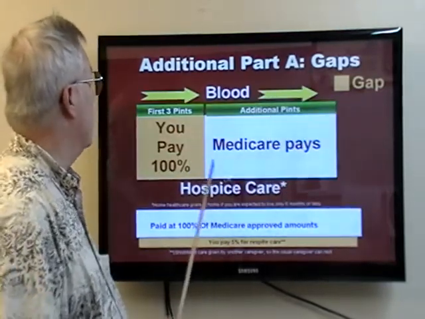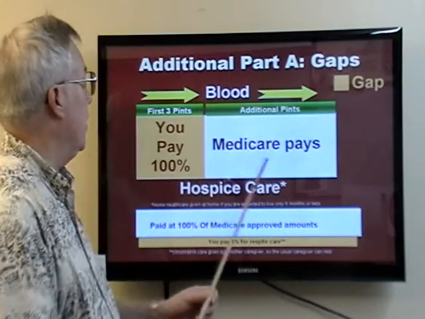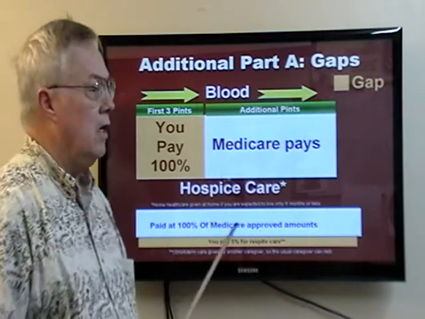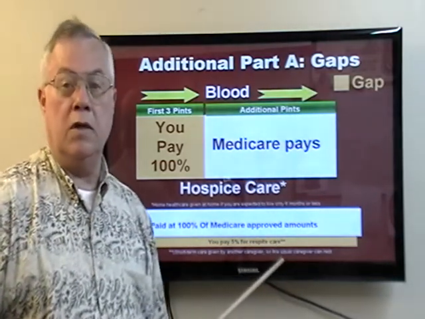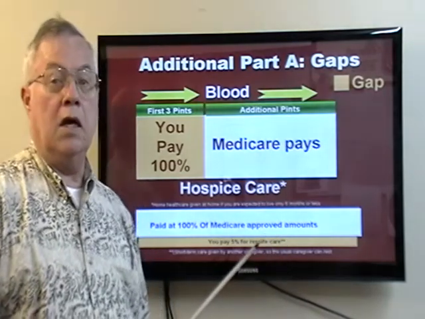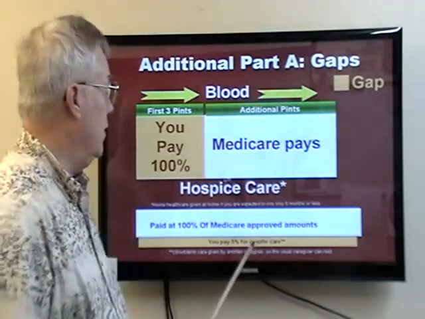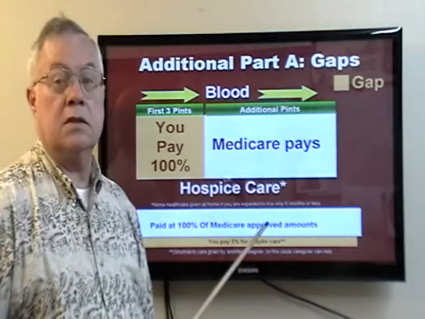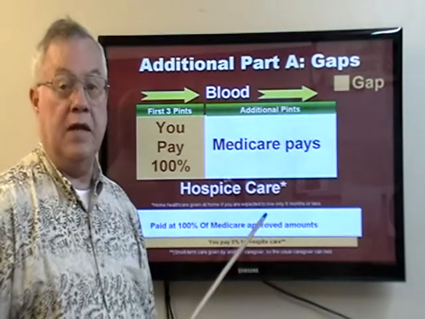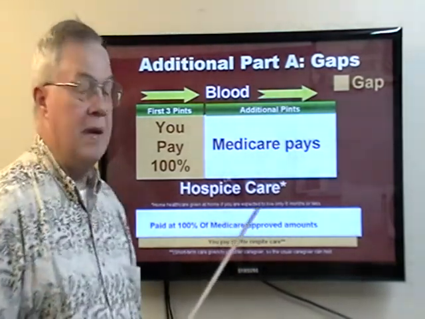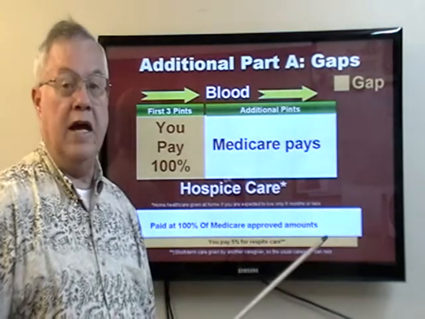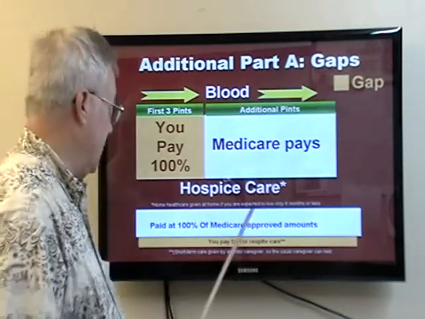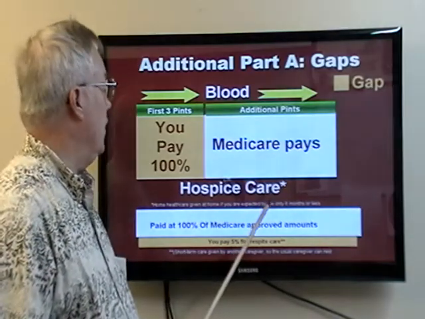Additional Part A gaps: the blood. You pay 100% of the blood, Medicare pays the rest of it after the first 3 pints. And then hospice care. Hospice care is when you're sent home and you don't have long to live, and the people come out and take care of you until you pass on. Now that's approved 100% of what Medicare approves. It's paid by them. If you have respite care, which is if your normal provider has to take some time off and an additional person comes in, there is a 5% liability that you have there.